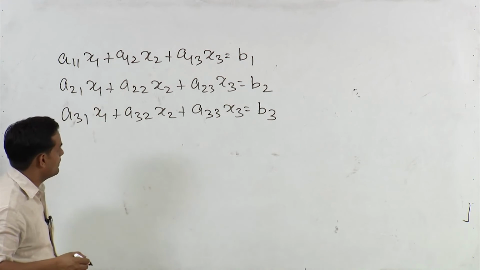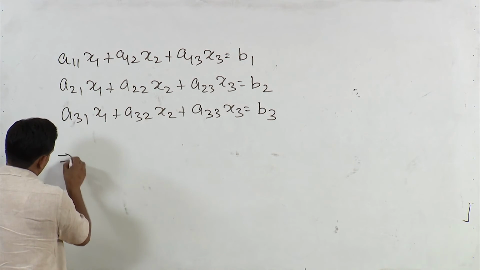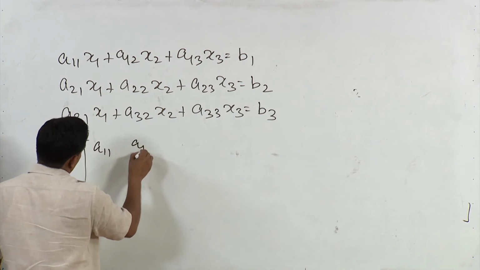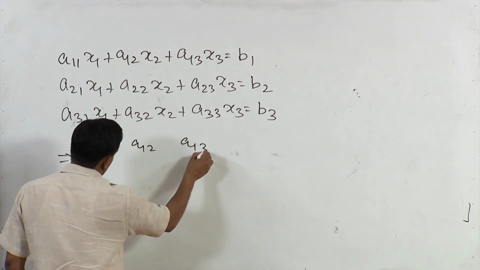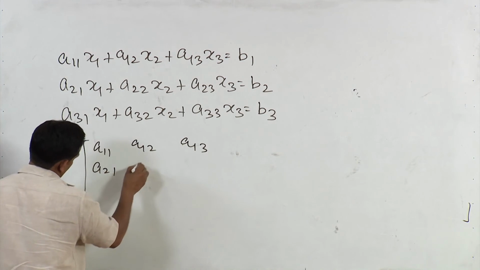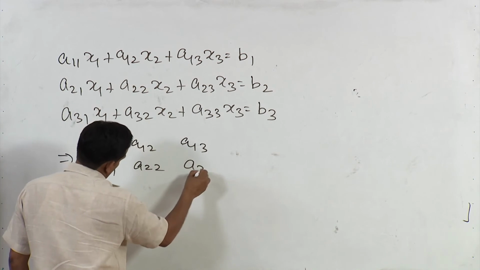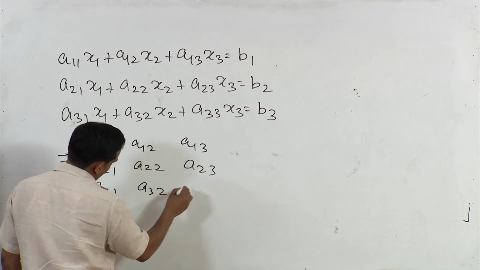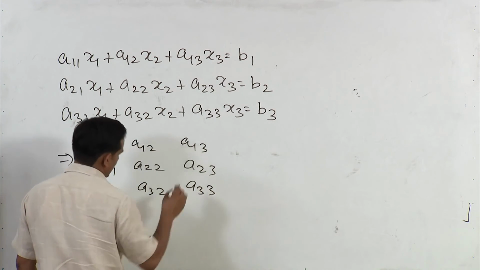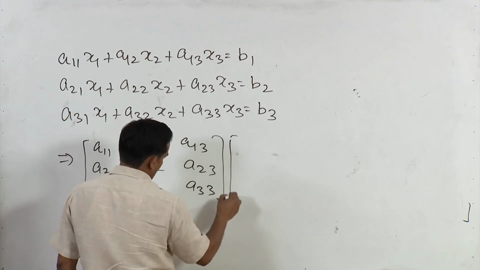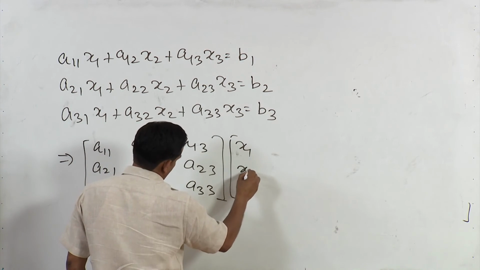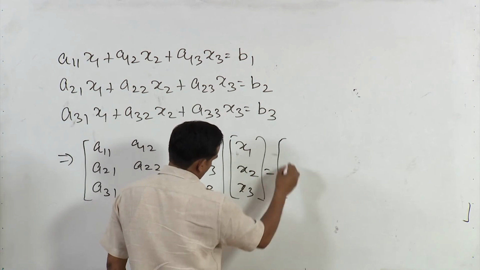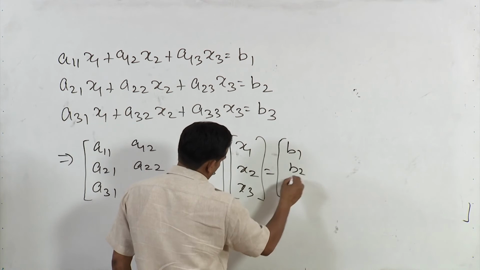So, 3 equations in 3 unknowns. In matrix form I can write it as a11, a12, a13, a21, a22, a23, a31, a32, a33 multiplied into the unknown vector x1, x2, x3 equals the right hand side vector b1, b2, b3.